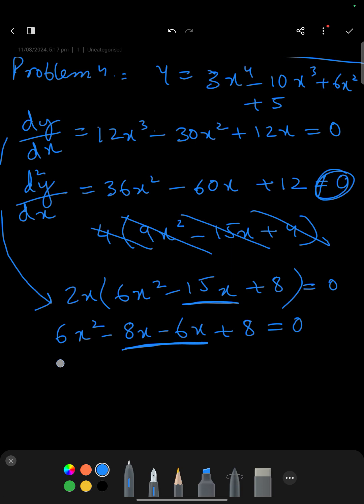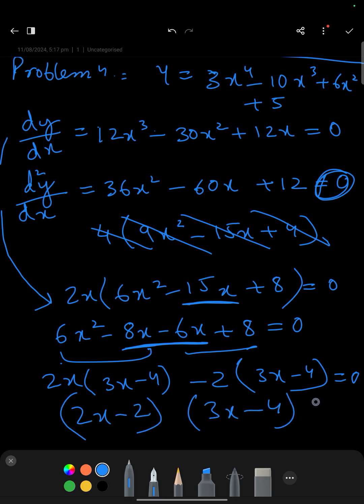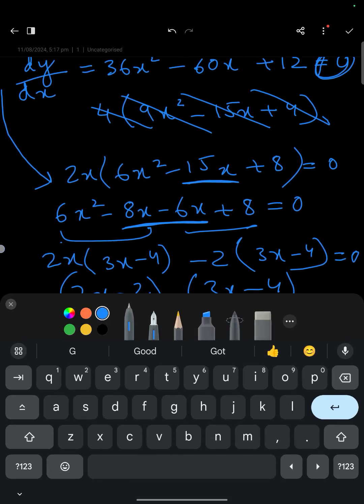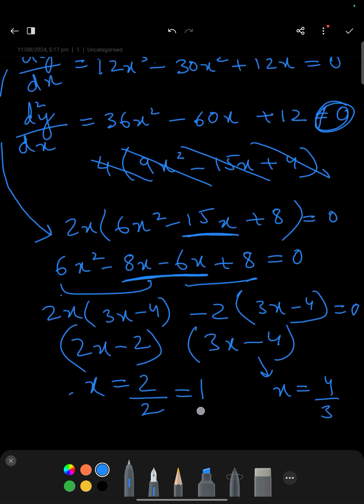Now take out the common number from this, so 2x will be taken out, it will be 3x minus 4, and from here also 3x minus 4 will be common, minus 2 will be taken out. Now 2x minus 2 is first and 3x minus 4. Let us divide, so x is equal to 2 divided by 2, it will be 1, and the other x will be 4 by 3. So now we will put the values in the second differentiation.